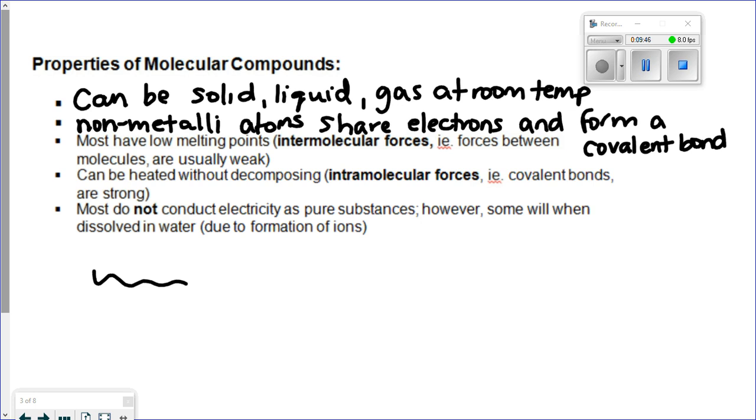Most do not conduct electricity as pure substances. Some will if they form ions in solution, but like I was saying last lesson, if I dissolve table sugar or sucrose in water, they don't actually form ions, but most of them do not conduct electricity.